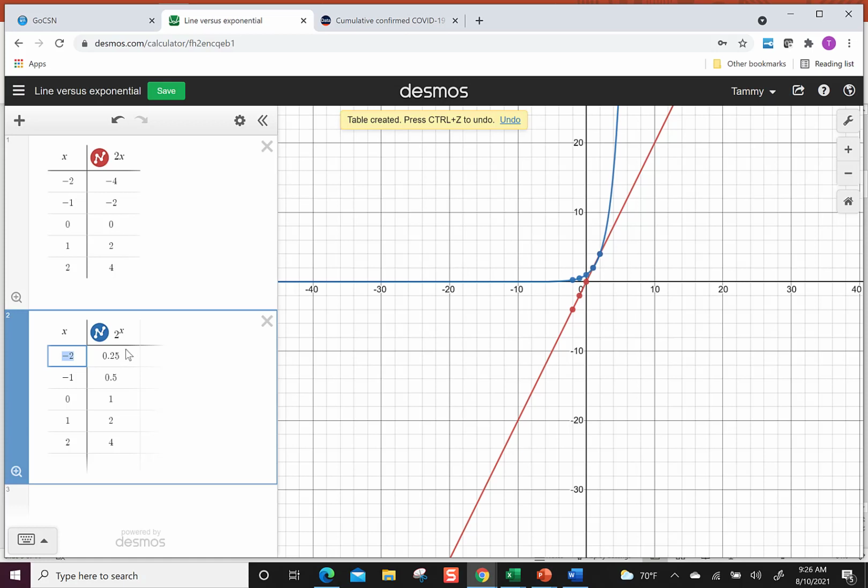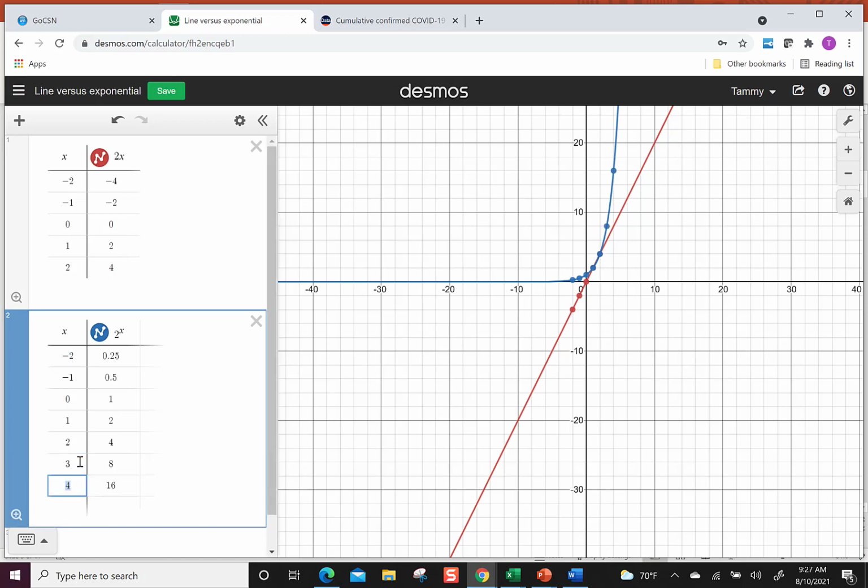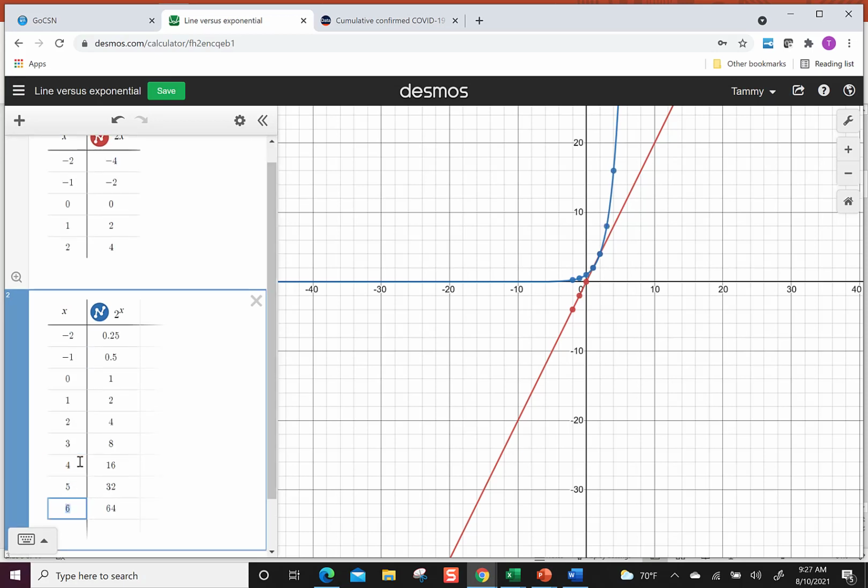Again, if I add in a table, you can see that there's not a consistent number that it's increasing by. It went from 0.25 to 0.5, 0.5 to 1, 1 to 2, 2 to 4. If I continue and put in 3, 4, 5, 6, you can see the values jumping. So what's happening? We're multiplying by a value of 2. Let me show you that in the real world.